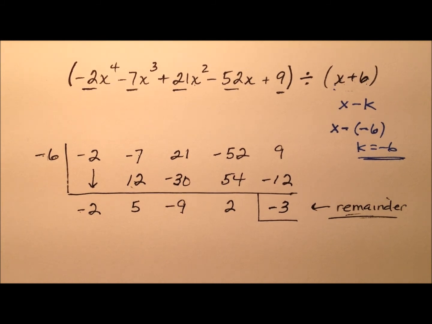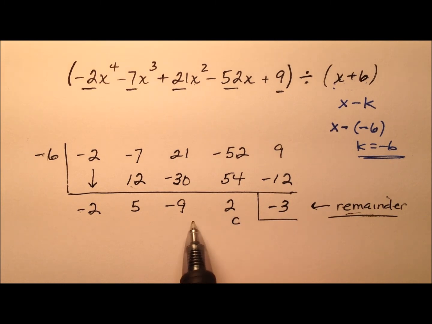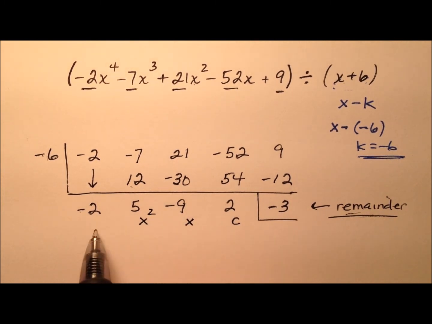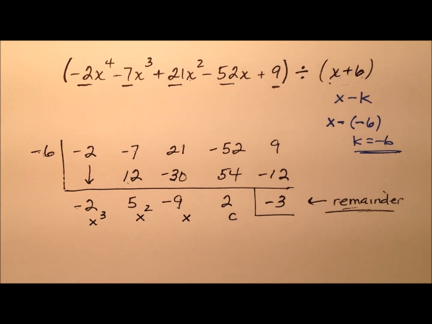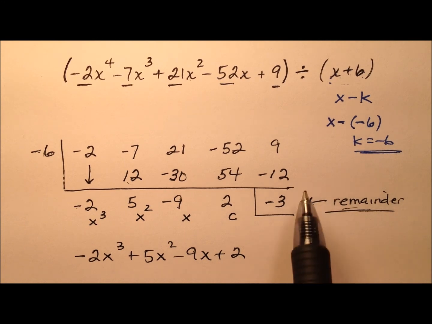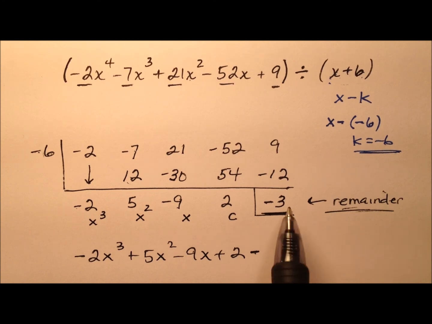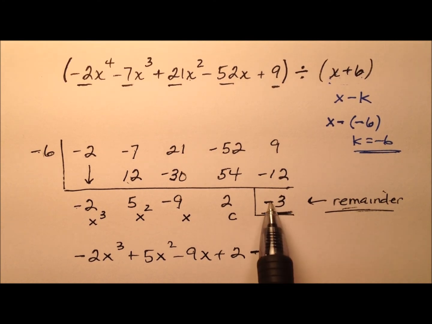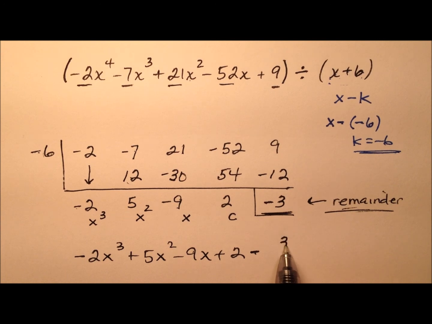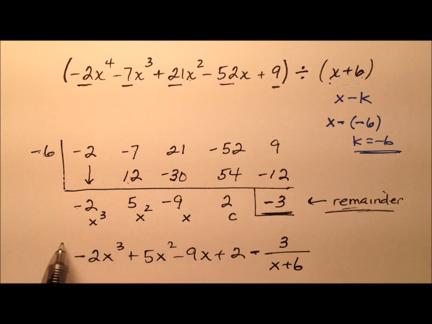So we do have a remainder in this example. Let's go ahead and build this back up. So here's our remainder. This guy is our constant, our linear term, our quadratic, and our cubic terms. So we'll go ahead and say negative 2x cubed plus 5x squared minus 9x plus 2 for our constant. And now we have to deal with this remainder. So he's negative, so I'm going to say minus. And if it was positive, I'd say plus, of course. So it's minus, and then I'm going to put this 3 over, and then I need to go grab my divisor right here. So x plus 6.